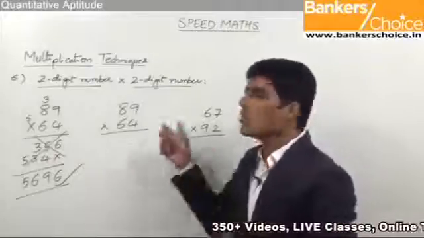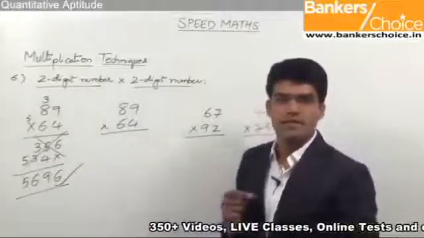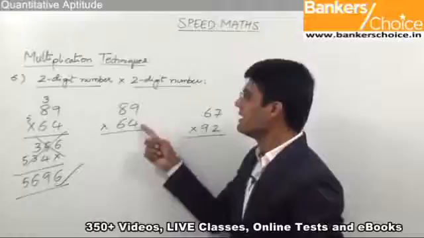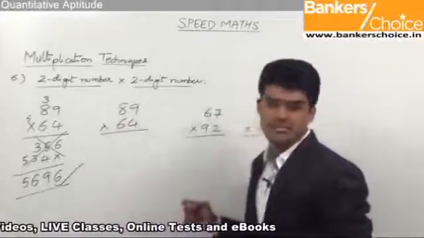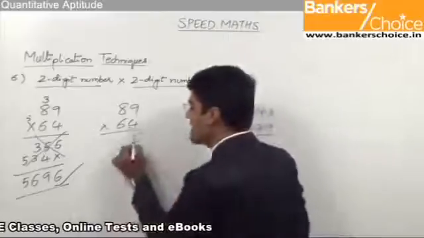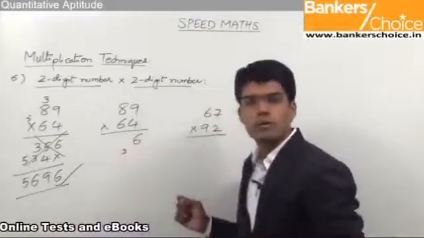So let us see how to go ahead with this procedure. As I've mentioned, the first step here is to multiply the unit places. That is 9 into 4. 9 into 4 is 36. So we take 6 in the answer and 3 gets carried forward.